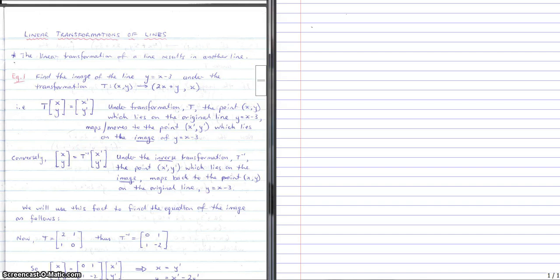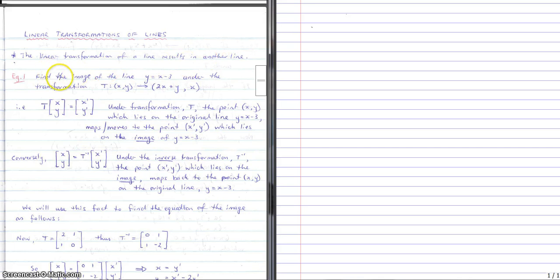Because we can remember that the linear transformations relate to transforming points or lines or curves, if you like. Could be a parabola or a circle, or figures. So there's a whole range of different things that we can transform, and we're looking now at linear transformations of lines. And basically, as it says here, the linear transformation of a line results in another line. Some shapes will transform into different shapes, but lines transform into other lines.